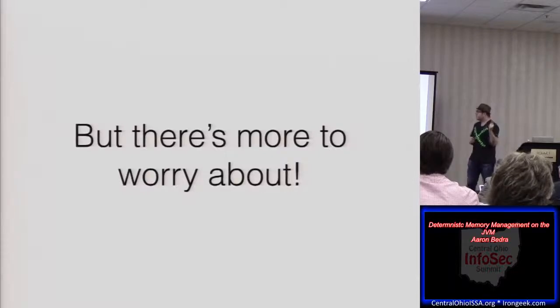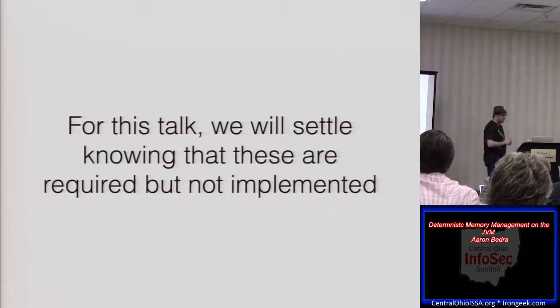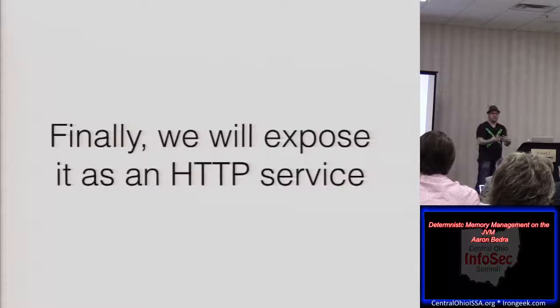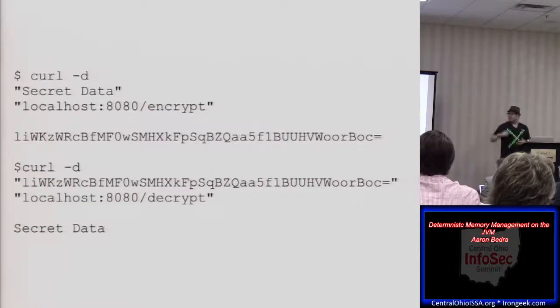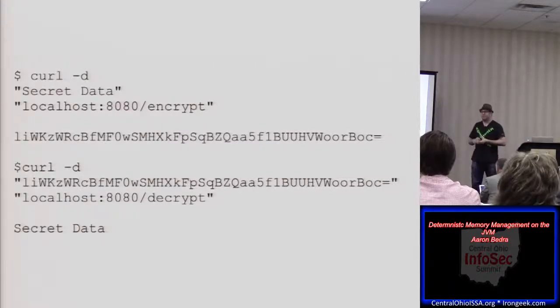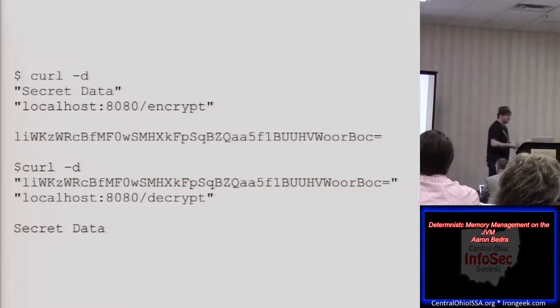Now, for this talk, we're going to settle knowing that there's more to do with this equation. I'm not going to implement that now because I want to focus on the other piece, which is the sensitive data being inside of memory. And the last thing is I'm going to take some code and we're going to make a little HTTP service to encrypt and decrypt. So we'll take our code and we'll make it useful. We'll make a soft HSM, if you will, that somebody can call. So it looks like this. You give it some data, it gives you back some encrypted data. You give it some encrypted data, it gives you back decrypted data, right? Simple, nothing to it.